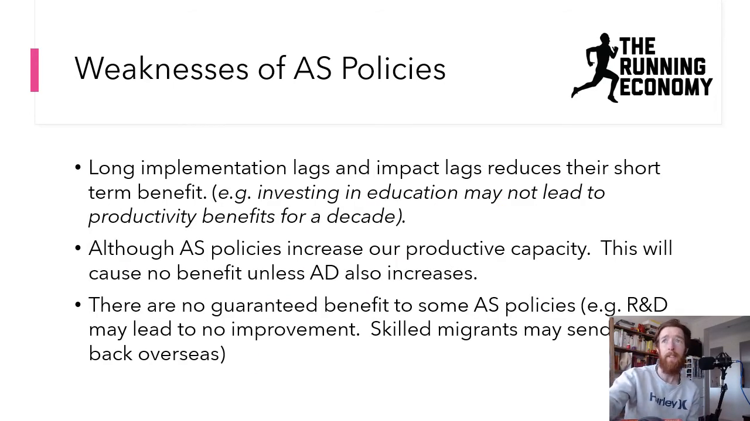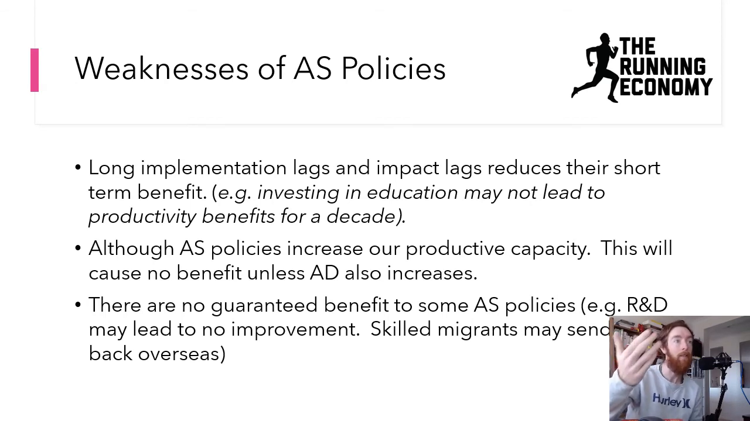Some weaknesses of aggregate supply side policies: there can be long implementation and impact lags. So obviously those political hurdle type things, where sometimes policies need to get voted on through both houses of parliament, it might take a long time to get in. And impact lags can reduce their short-term benefit. So a lot of aggregate supply side policies we will not feel the benefit of until the long term.